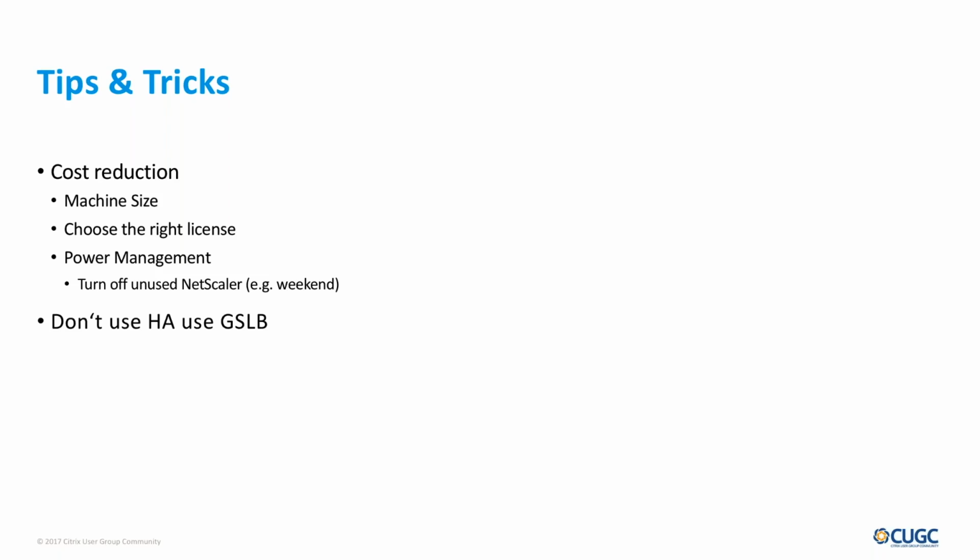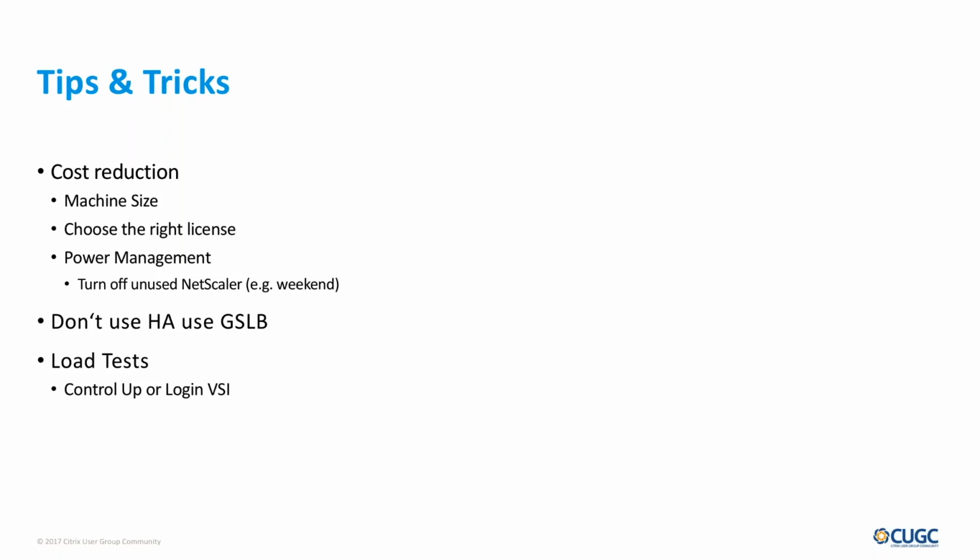And one important thing for me in Azure is don't use high availability. Use GSLB instead, because you may need smaller machines with smaller licenses, and you can reduce your costs instead of using high availability. Next.